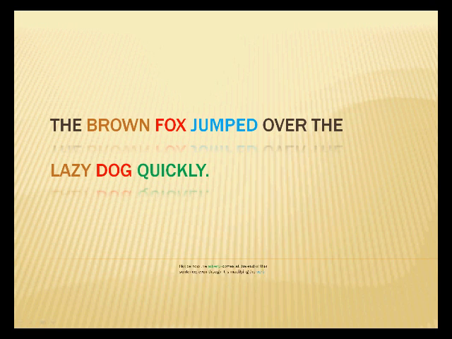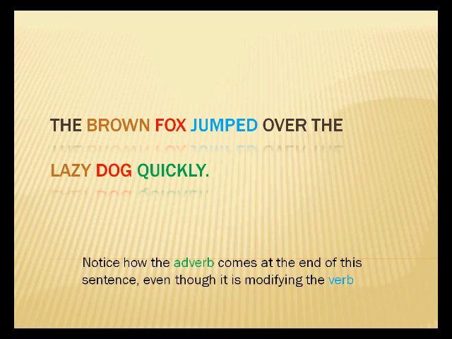Finally, notice how the adverb comes at the end of the sentence, even though it is modifying the main verb of the sentence. And again, modify is just another word to say describe. So in this case, the adverb quickly is actually kind of far away from the verb that it's modifying. These are important things to pay attention to, and these are things that we will explore in detail in our next video.